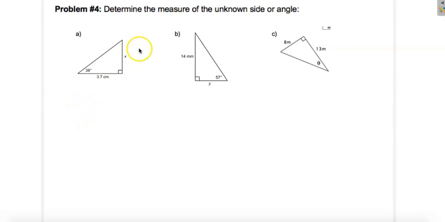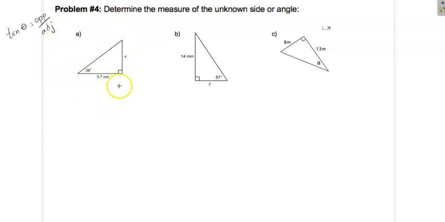Okay, welcome back. Let's finish off these last few questions where we're going to be using the tangent ratio. Once again, don't forget that the tangent of an angle, let's say theta, is always the opposite side length divided by the adjacent side length.